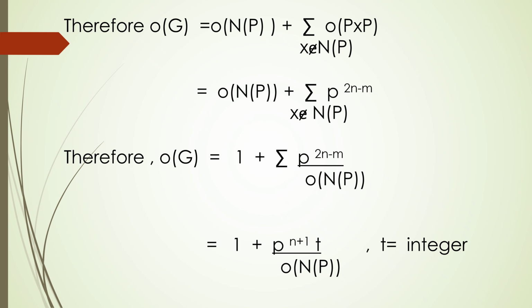Therefore, the order of the group is equal to the order of the normalizer of P plus the summation over x not belonging to the normalizer of P of the order of PxP, which is equal to the order of the normalizer of P plus the summation over x not belonging to the normalizer of P of p power 2n minus m. Therefore, the order of the group divided by the order of the normalizer of P is equal to 1 plus the summation of p power 2n minus m divided by the order of the normalizer of P, which is equal to 1 plus p power n plus 1 times t divided by the order of the normalizer of P. Here t is an integer.